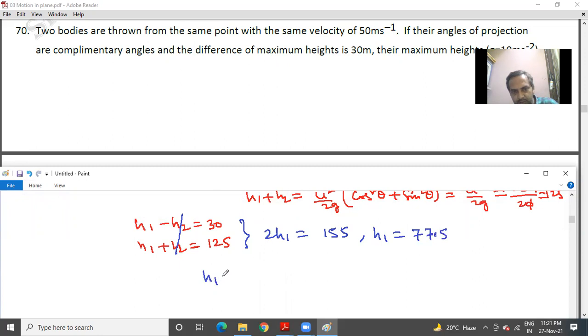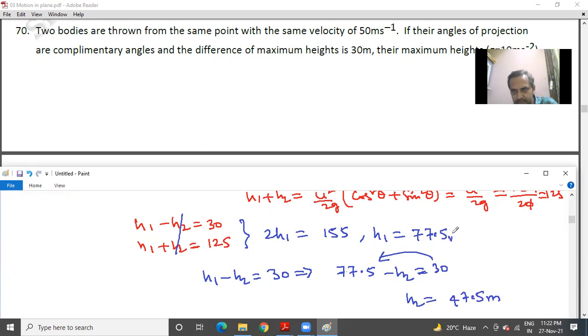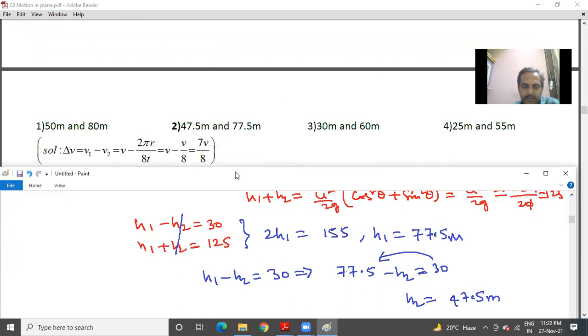So we got h1 minus h2 is equal to 30. Now h1 is 77.5, so 77.5 minus h2 is equal to 30. Therefore, taking 30 to the left side and h2 to the right side, h2 will be 47.5 meters. This is 77.5 meters. So the correct option is the second option.